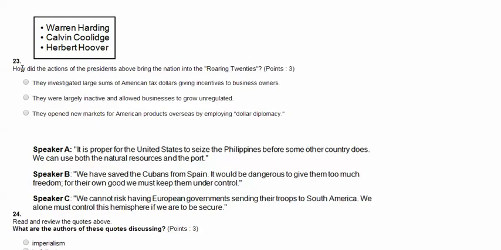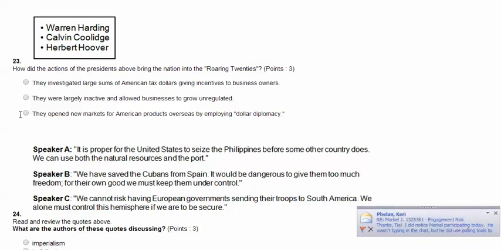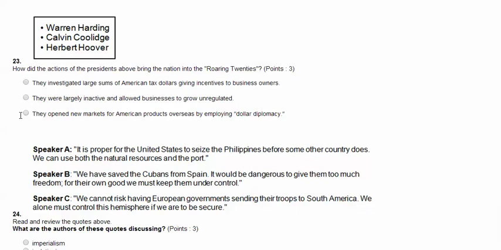Number 23, how did the actions of the presidents listed above bring the nation into the Roaring Twenties? Warren Harding, Calvin Coolidge, and Herbert Hoover. Was it A, they invested large sums of American tax dollars, giving incentives to business owners? B, they were largely inactive and allowed business to grow unregulated? Or C, they opened new markets for American products overseas by employing dollar diplomacy?